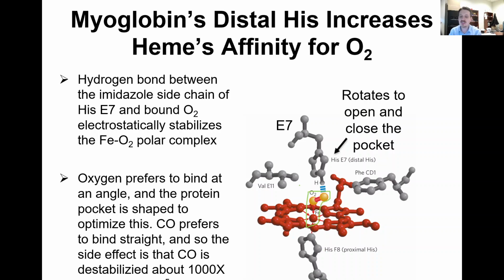But also it changes the shape of the pocket. And so something does not want to fit up here. It's sterically blocked. So not only does the distal histidine electrostatically stabilize the iron-oxygen complex, but it also sterically hinders the CO from binding, because the CO would bind like this, and it kind of blocks. So the shape of the protein binding pocket helps to block CO and improve binding for O2.